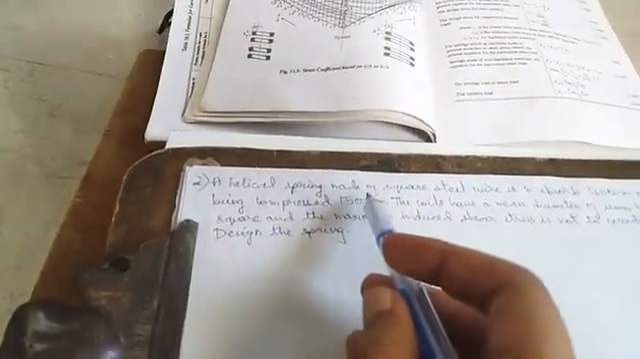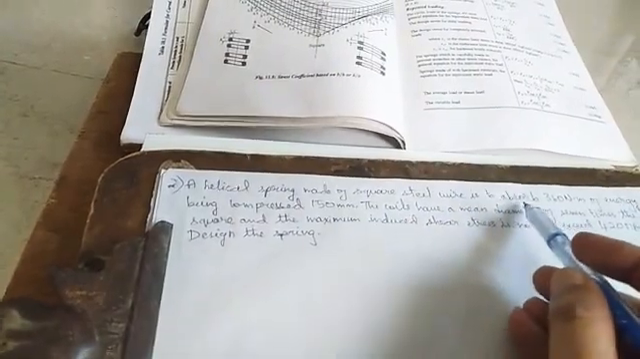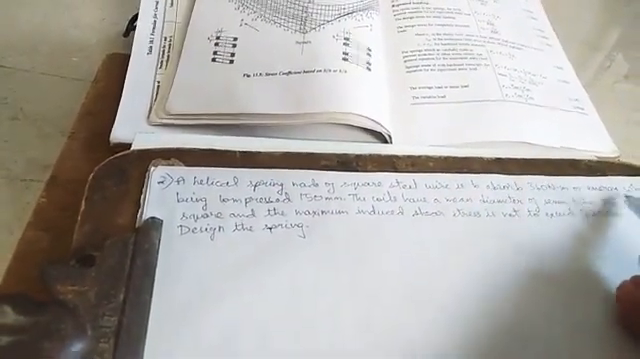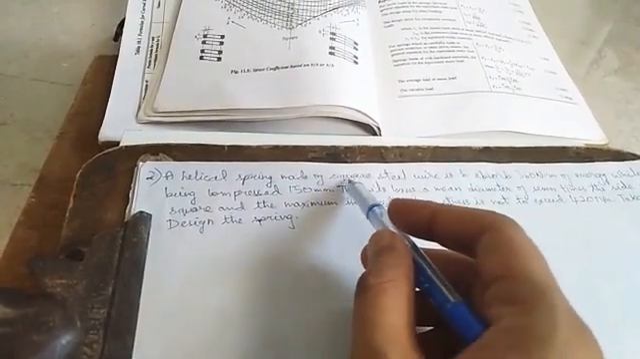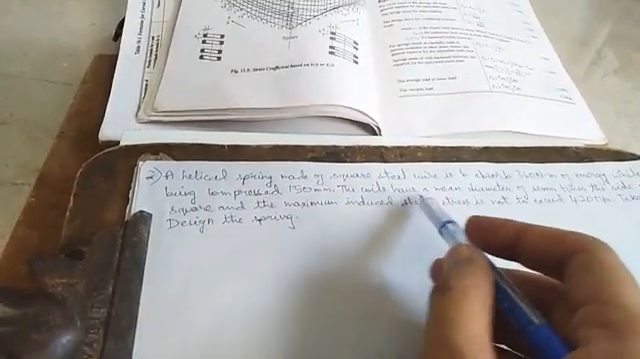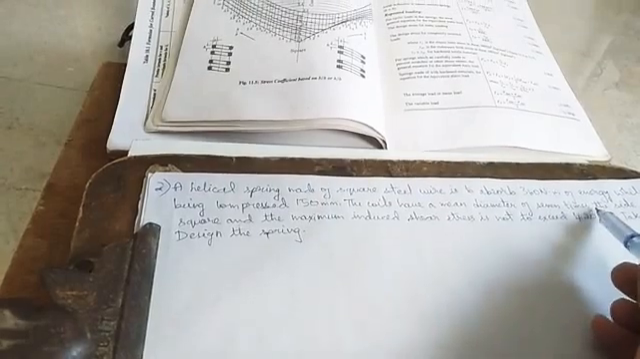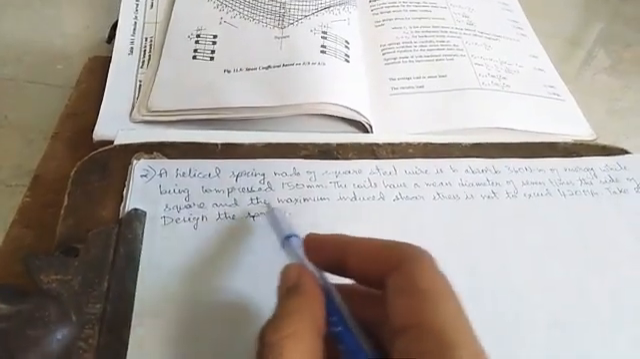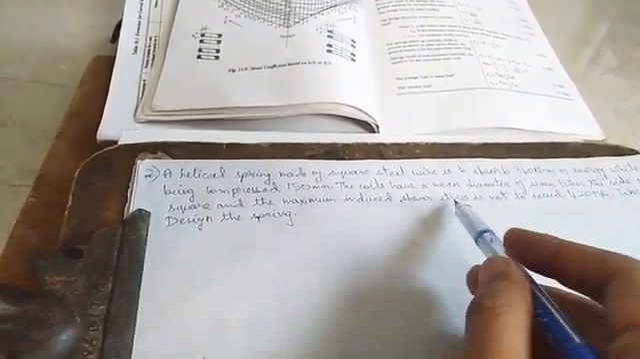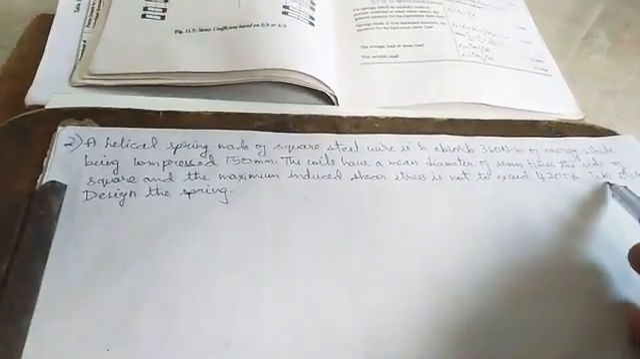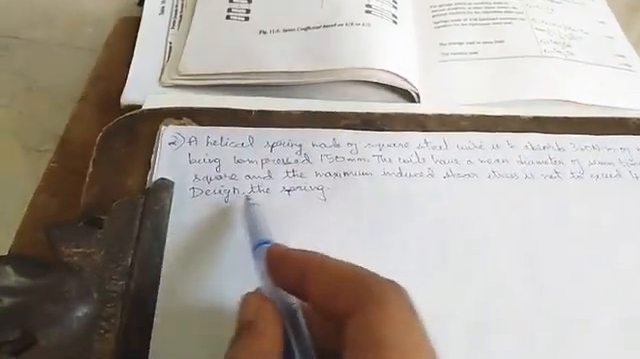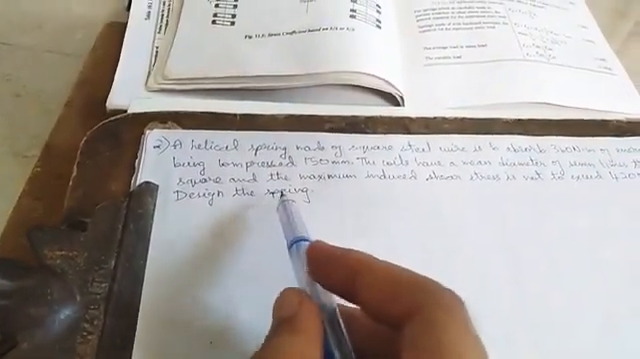We shall discuss the next problem. A helical spring made of square steel wire is to absorb 360 Newton meter of energy while being compressed 150 mm. So here they have given square steel wire. The coils have a mean diameter of 7 times the side of square, and the maximum induced shear stress is not to exceed 420 MPa. Take 84 GPa as the modulus of rigidity and design the spring. So they are asking us to design the spring.